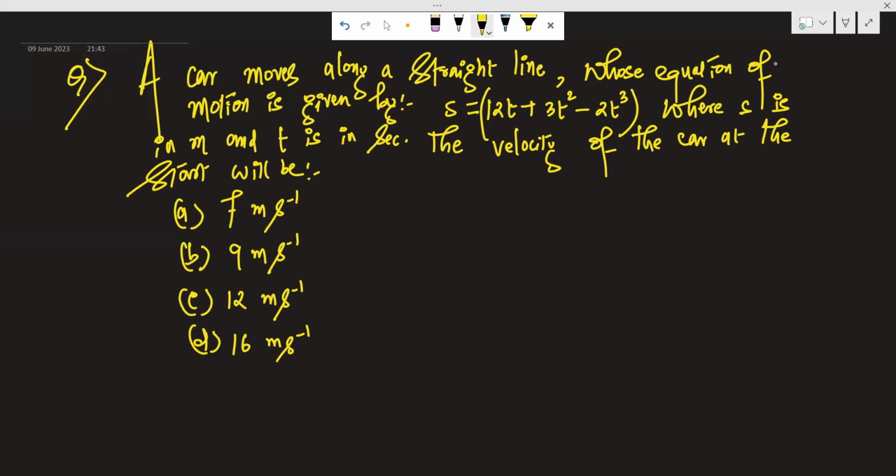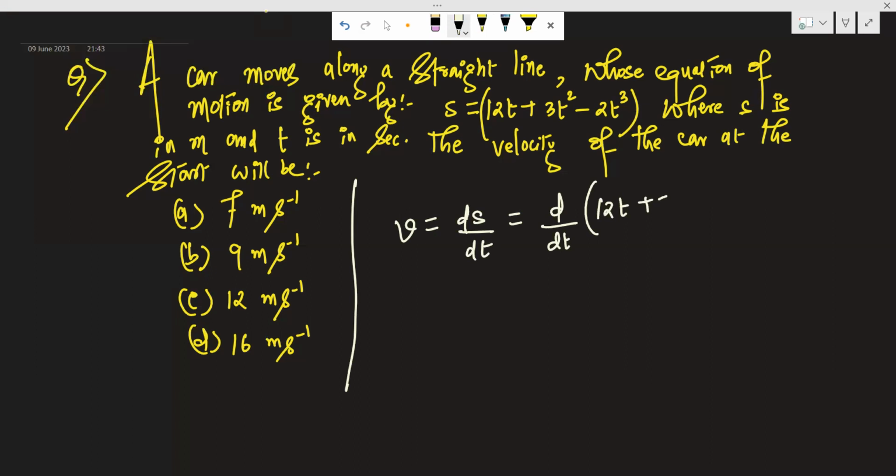And s is given in meters. So what is s? S is position or displacement. So how do we find velocity from position or displacement? You know that v is equal to ds/dt. So find the derivative d/dt of 12t plus 3t square minus 2t cube. Find it out and then substitute t equal to 0, because we want the velocity of the car at the start. Find it out.